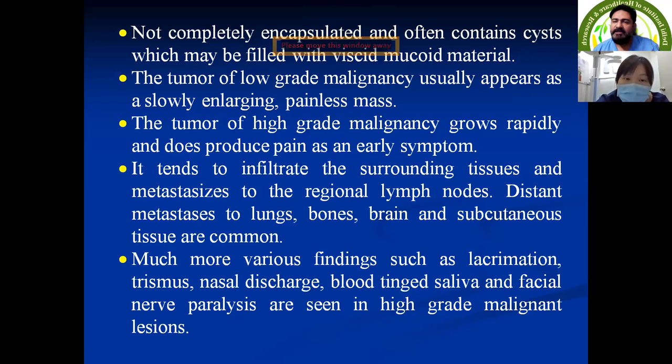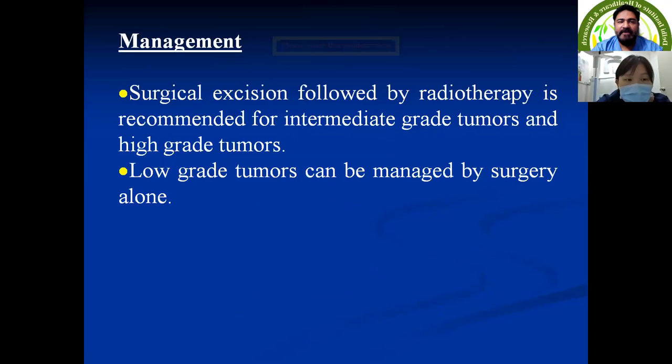The tumor of high-grade malignancy grows rapidly and produces pain as an early symptom. So it tends to infiltrate the surrounding tissue and metastasize to the regional lymph nodes. Distant metastasis to the lungs, bone, brain, and subcutaneous tissue are common. It's very dangerous. Various findings such as lacrimation, trismus, nasal discharge, blood-tinged saliva, and facial nerve paralysis are seen in the high-grade malignant lesions. So management is surgical excision. Obviously, all the malignant tumors will go for surgical excision, followed by radiotherapy.